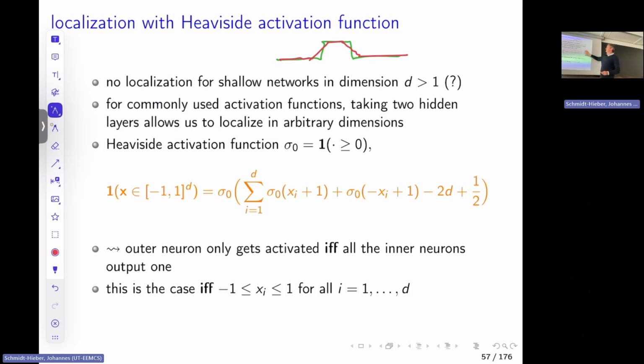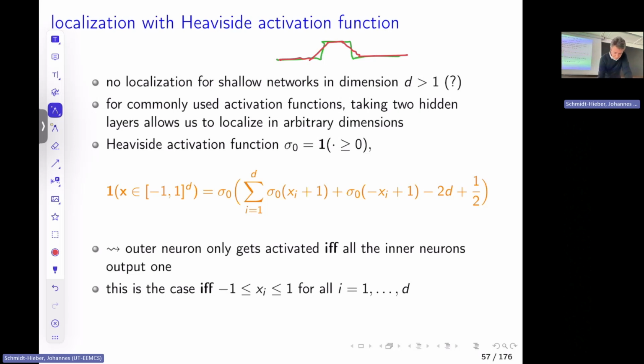And this can be, for instance, shown with this Heaviside activation function, which goes back basically to these first attempts, which we discussed with Rosenblatt in '58. If we take the Heaviside activation function, it's just the jump function from 0 to 1, and then you can represent any hypercube in d dimensions exactly by a shallow network, not a shallow network, a two hidden layer neural network with Heaviside activation function. Okay, so why is that identity true?